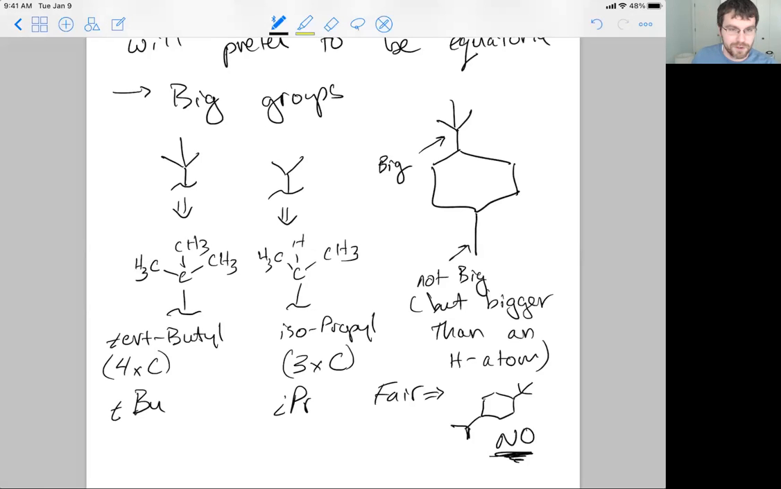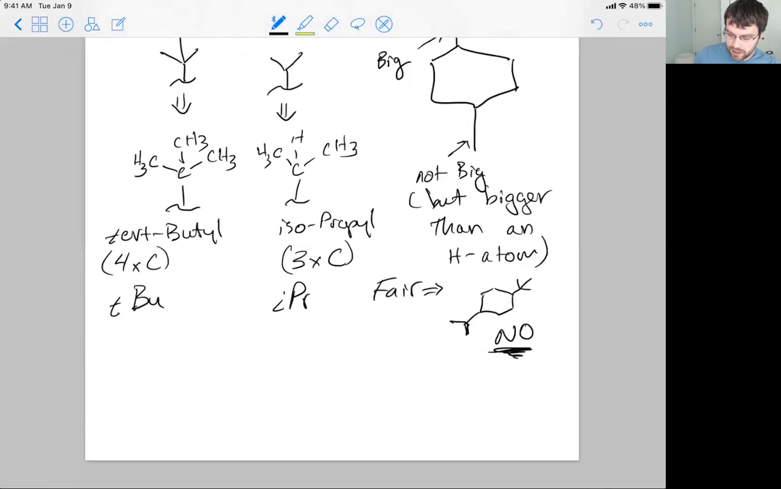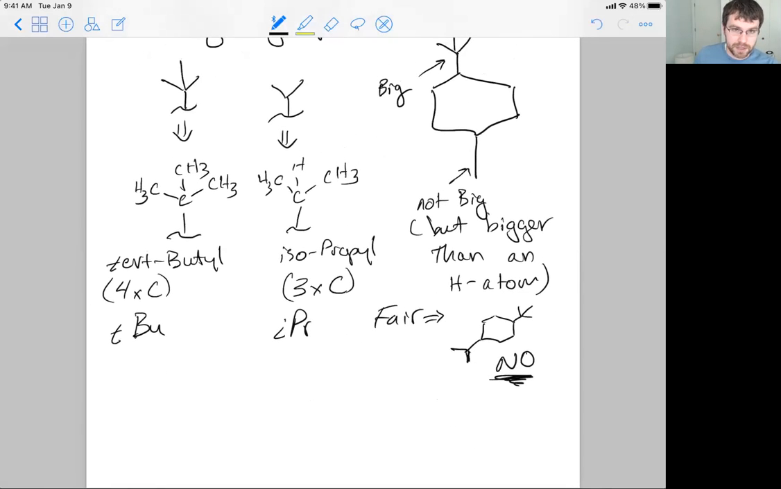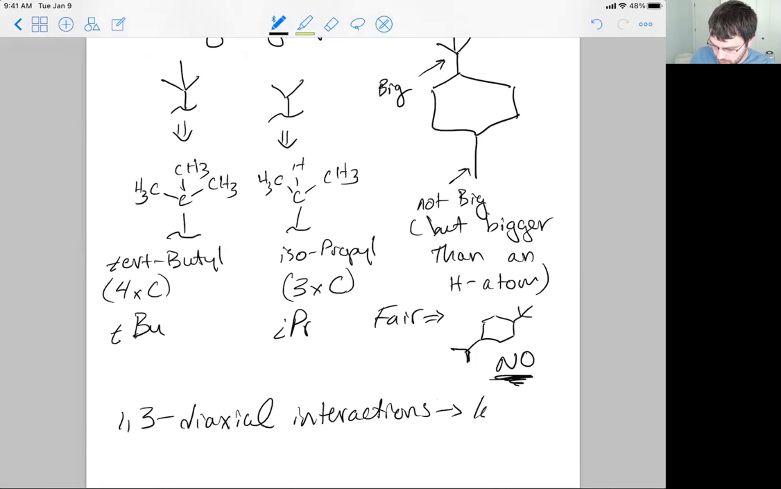Okay. So I'm, for the most part, going to put methyl groups, tert-butyl groups, and isopropyl groups on cyclohexane rings and ask you to draw chair structures and tell me which one is preferred or not. That is, you probably want to put the one that has the big group equatorial. So again, to recall, 1,3 diaxial interactions. Larger groups want to be equatorial.